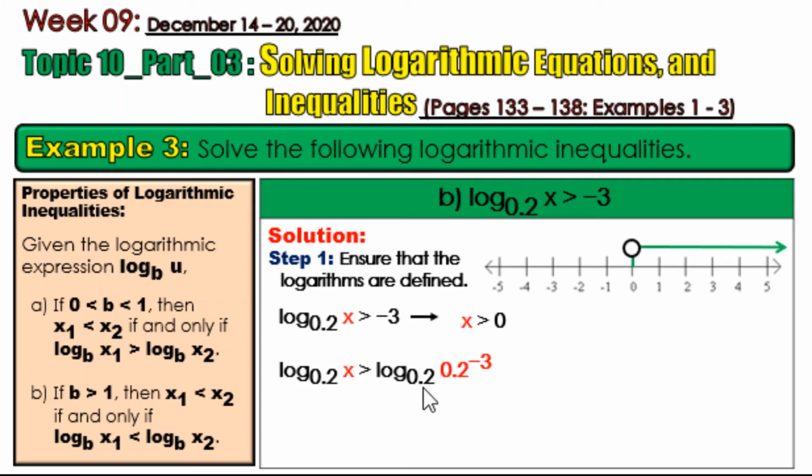Or we can first express your base, which is a decimal number, as a fraction. So 0.2 can be expressed as the fraction 2 over 10, and if we simplify that, 2 over 10 is equal to 1/5. So let us express that decimal number as a fraction first. Okay, so applying the properties of logarithmic inequalities.